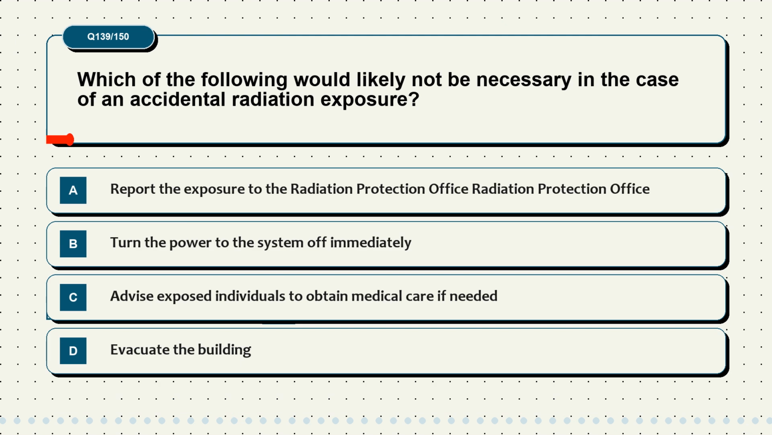Question 139. Which of the following would likely not be necessary in the case of an accidental radiation exposure? Here are the options. Option A, report the exposure to the Radiation Protection Office. Option B, turn the power to the system off immediately. Option C, advise exposed individuals to obtain medical care if needed. Option D, evacuate the building.